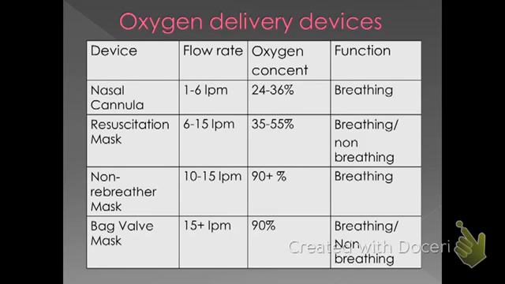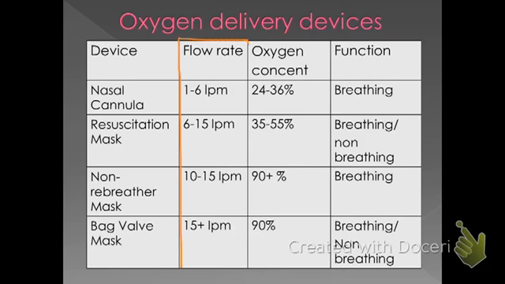But one of the first ones that we most commonly see is the nasal cannula, and that's the oxygen delivery device that actually goes directly into the nose and wraps around the ear. We have our resuscitation mask, which we've already talked about, the bag valve mask, and the one that we really haven't talked a whole bunch about is the non-rebreather mask, which is a combination of the resuscitation mask and the bag valve mask. And so when we look at the different columns, the first one we're going to look at is the flow rate, right?